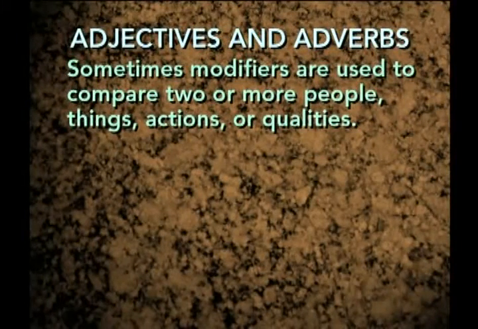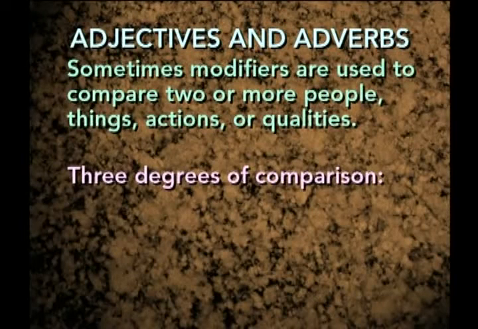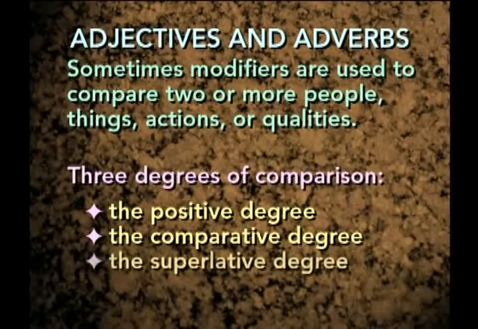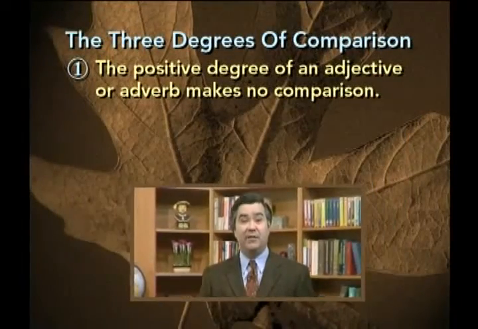Now let's go back to one-word modifiers, adjectives and adverbs. Sometimes modifiers are used to compare two or more people, things, actions, or qualities. In fact, there are 3 degrees of comparison. These 3 degrees are known grammatically as the positive degree, the comparative degree, and the superlative degree. In this lesson, we'll provide you with the rules you need to know to form and use all 3 degrees of comparison correctly. First, the positive degree.